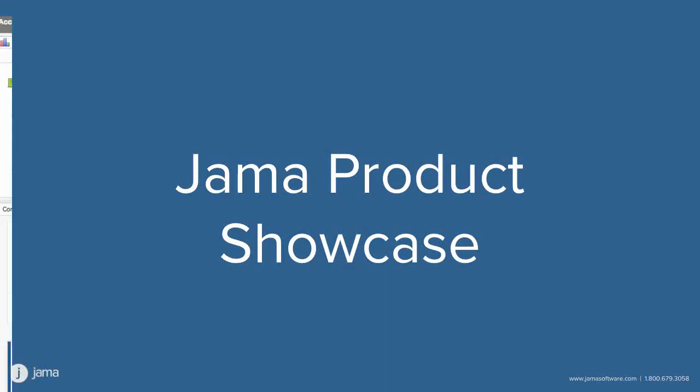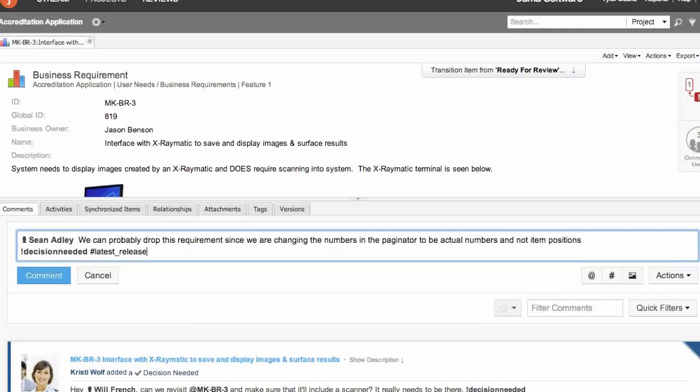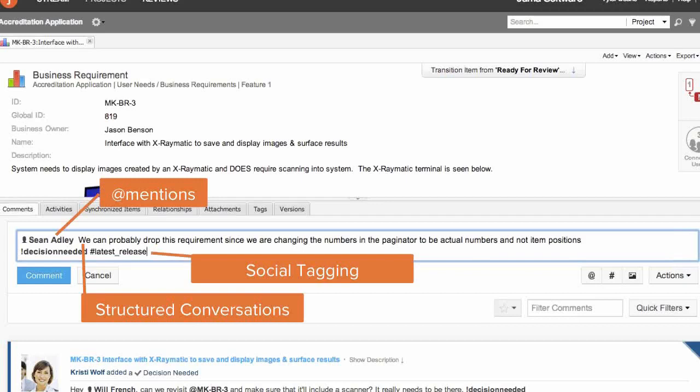So just a few things in the way that JAMA focuses on the collaboration within our particular product. This first one here, if we look at this screen, this is an example business requirement, and we've got the comments or collaboration stream open down below. A few things worth noting in this contextual conversation that we've got.